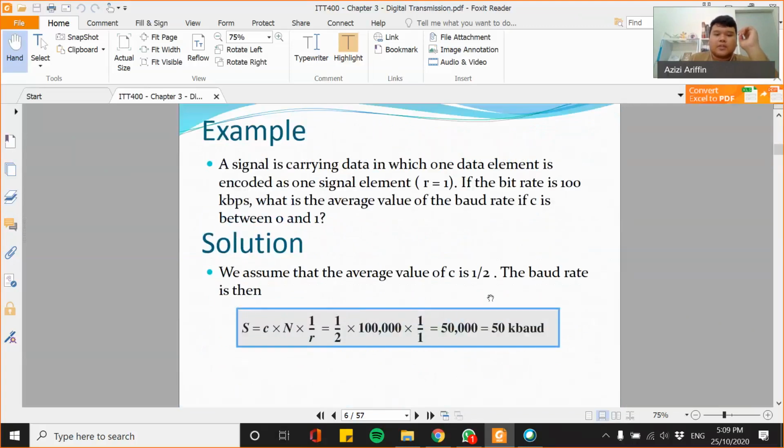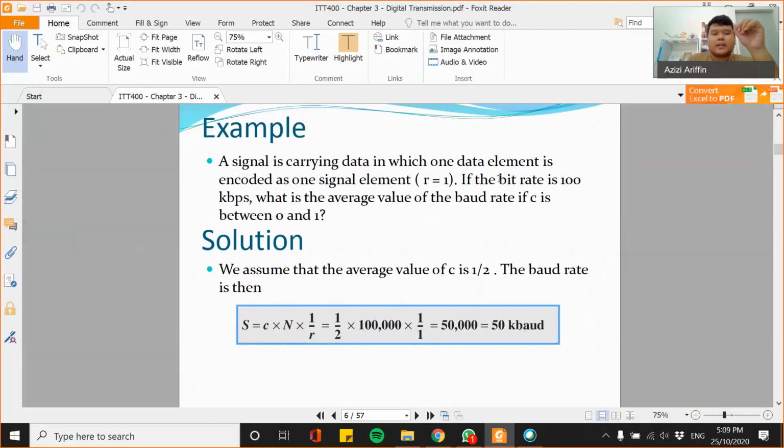Okay, so for example, we see this example. Later on, in our tutorial class, we will do more hands-on work. We will do more on this question, but during this lecture, let's see these examples. A signal is carrying data in which one data element is encoded as one single signal element. That means r equals 1. So one data element can be sent with one single signal element.